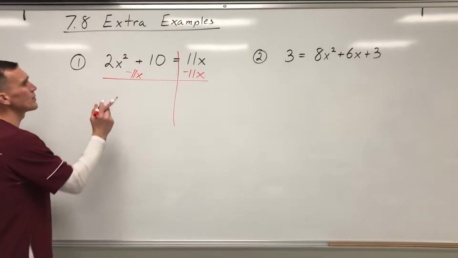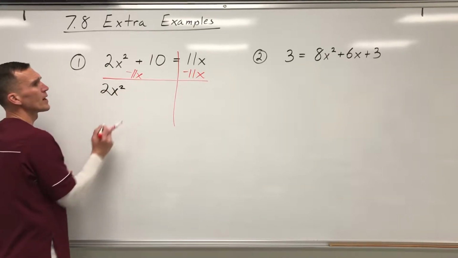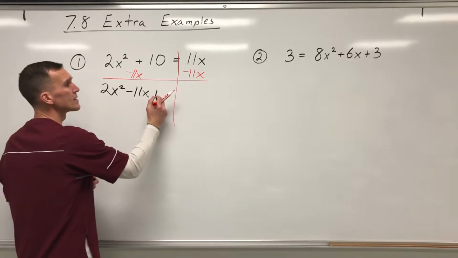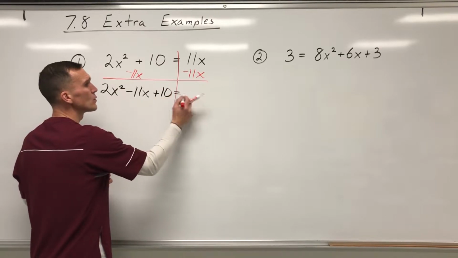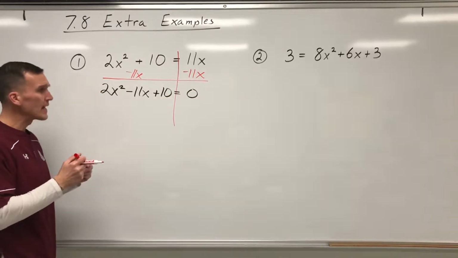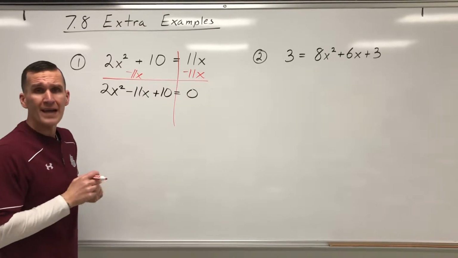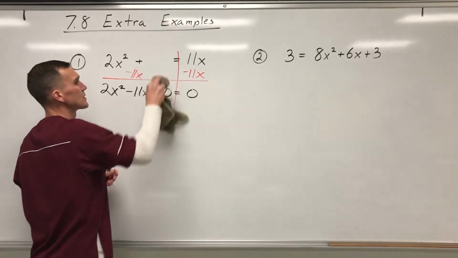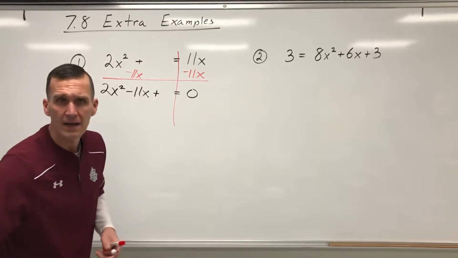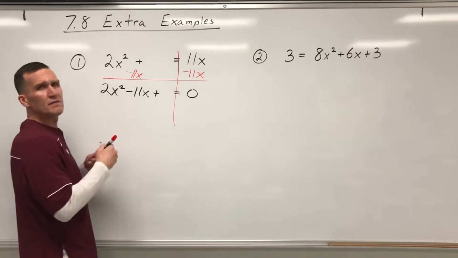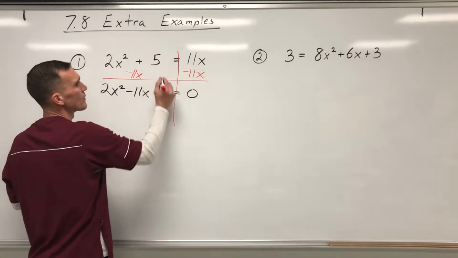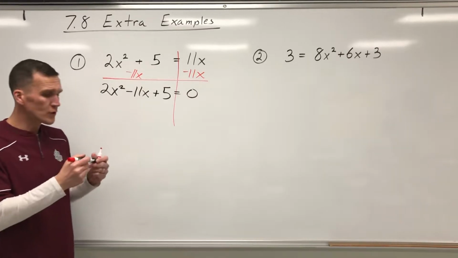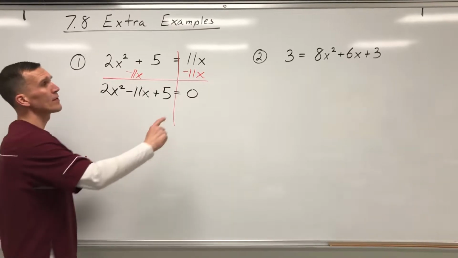My new equation would be the 2x squared would drop down. Then I would put my negative 11x, and then at the end is positive 10 is equal to 0. Now, with that being said, I'm going to go back and actually change something up. I apologize, but I wanted this to be 5. All right, instead of starting the video over, I think we can all just erase 10 and put a 5 there. All right, now we're ready to factor because everything is on one side.